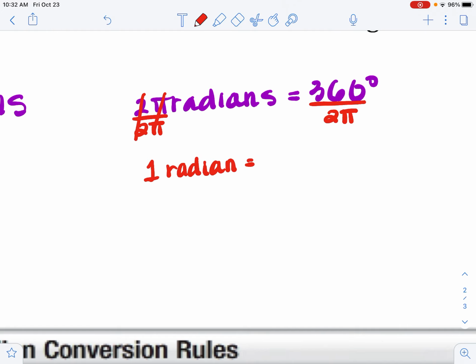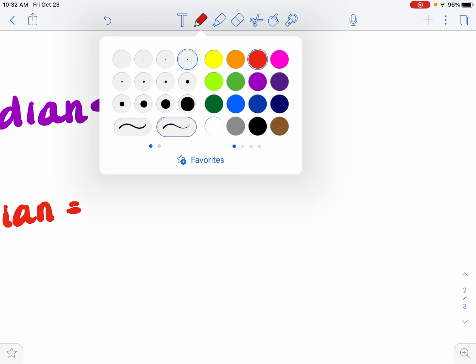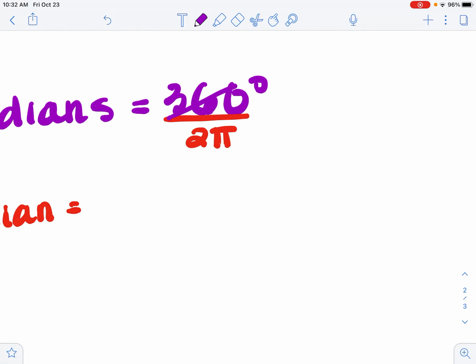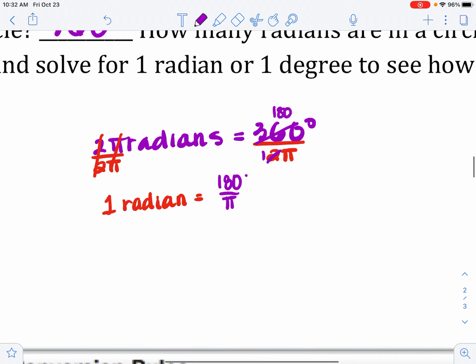is equivalent to, and then this fraction is simplifiable. 360 and 2 are both divisible by 2. It goes in there once. It goes in there 180 times. So 180 divided by pi. Okay.